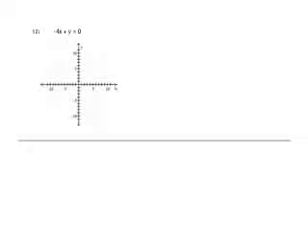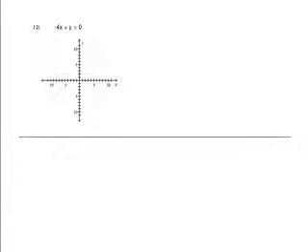Number 12. Negative 4x plus y equals 0. Okay, so we could do a table with this.